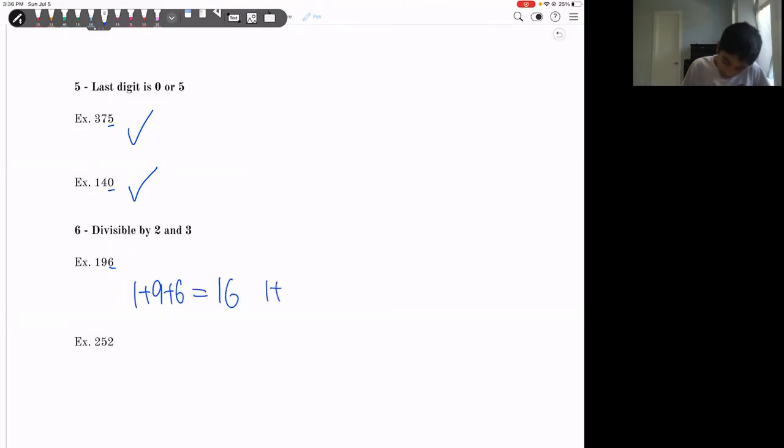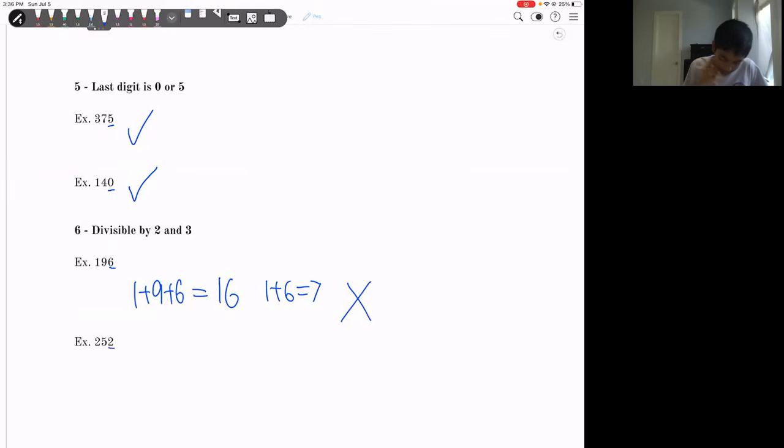And we can do it further. 1 plus 6 is 7. And is 7 divisible by 3? No. So even though it's divisible by 2, it's not divisible by 3. So in order for it to be divisible by 6, it has to be divisible by both of them. So this doesn't work. Now what about 252?